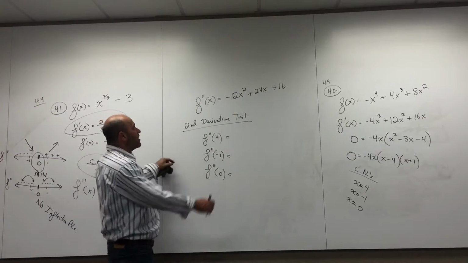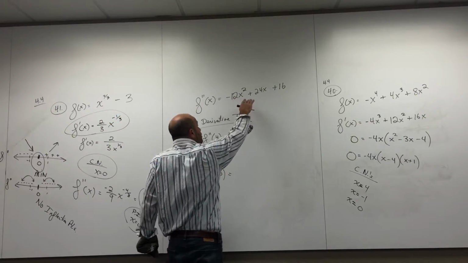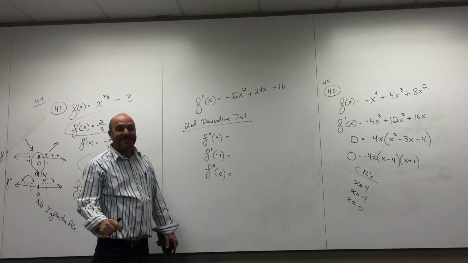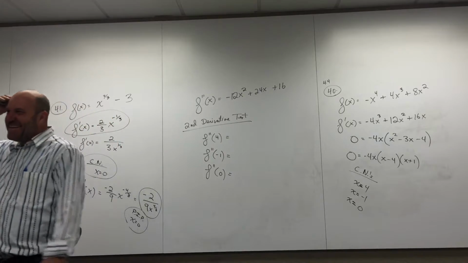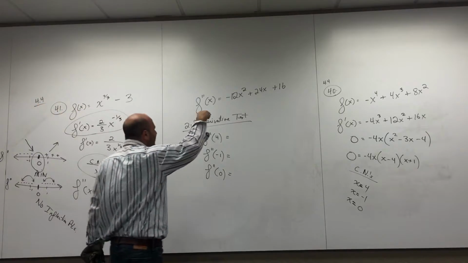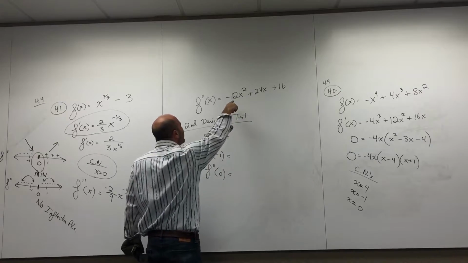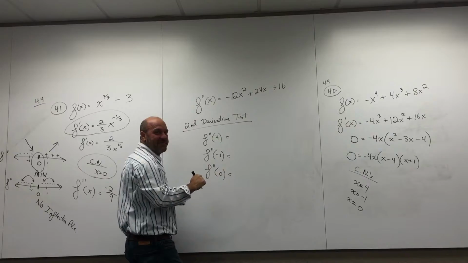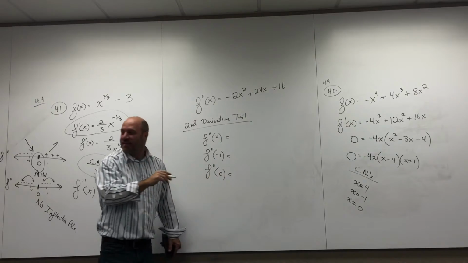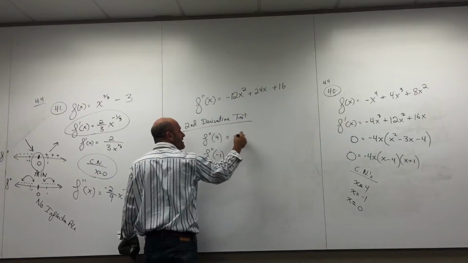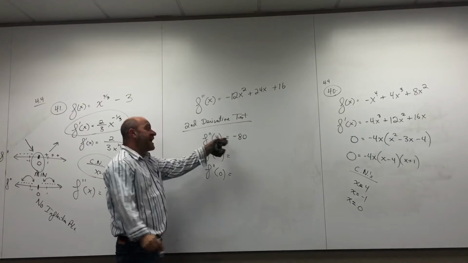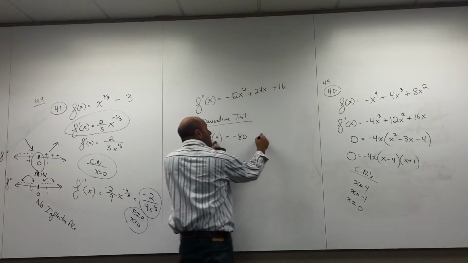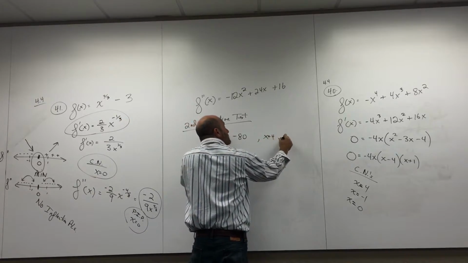All right, I'll try it. Plug a 4 in there. I think it's negative. Negative 80? Yeah, negative 80. Anyway, it's negative. When the second derivative is negative at a critical number, that means that critical number is a max.